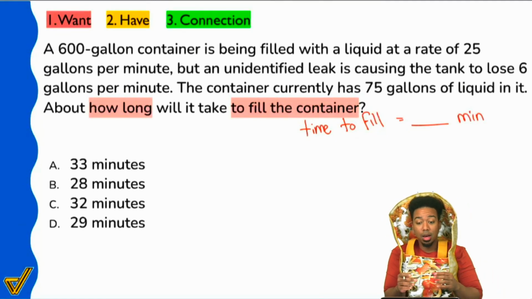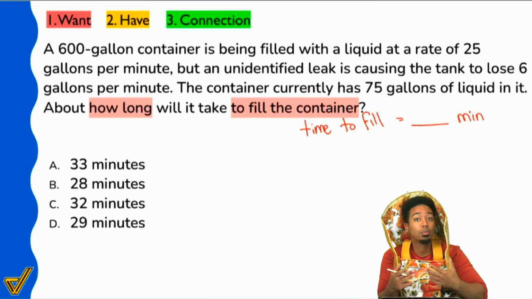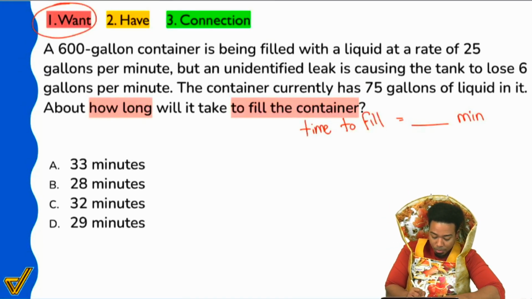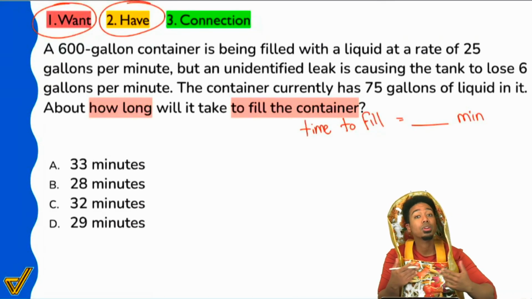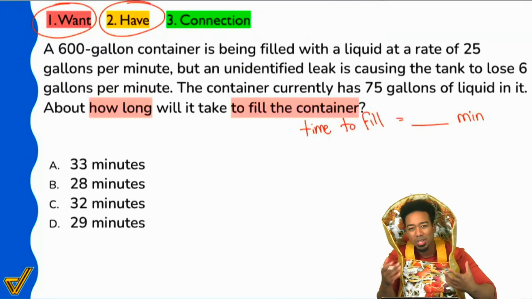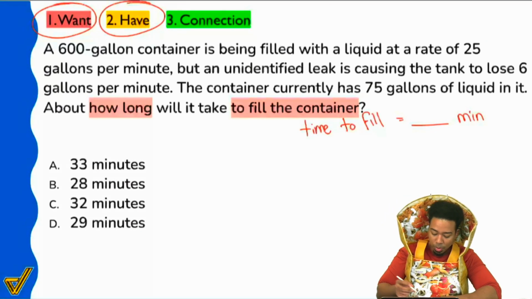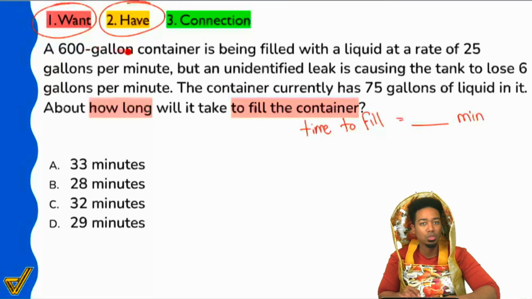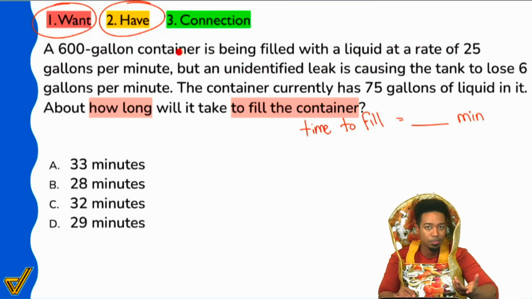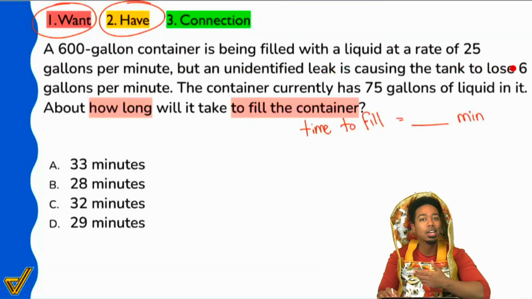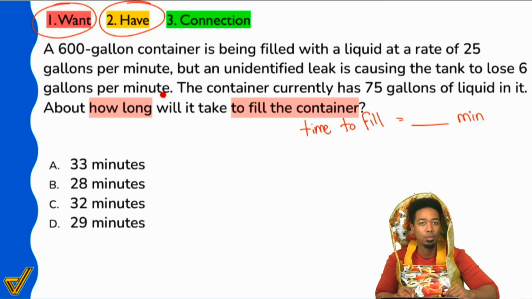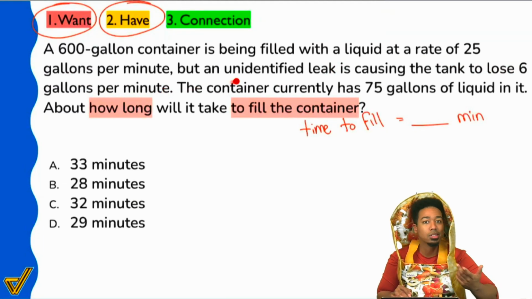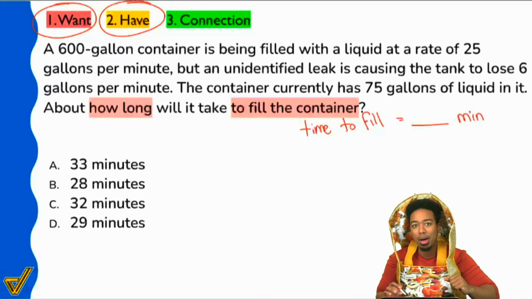Now next up, this is where we're going to go into part 2. Part 1 is what do we want? Part 2 is now what do we have? What information do we have? Let's figure out what topic this is. So when we go through, it says that we have a 600-gallon container being filled with a liquid at a rate of this many gallons per minute. But we have a leak that's causing the tank to lose this many gallons of liquid per minute. Then it says the container currently has 75 gallons of liquid in it. So about how long will it take to fill the container?